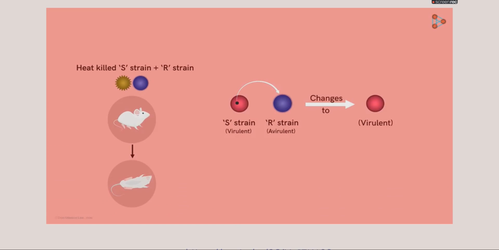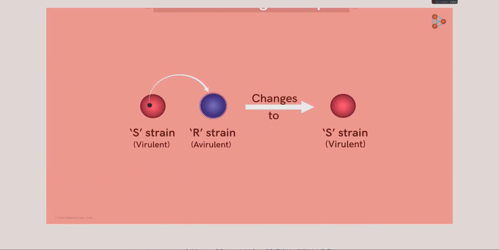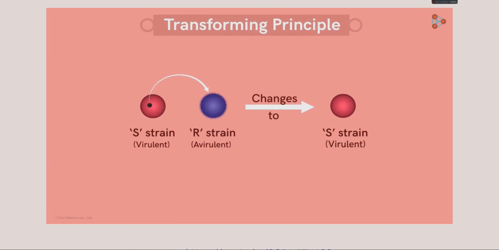Also, do you know what he recovered from the body of the mouse? He recovered live S strain. Surprising, isn't it? This further confirmed that the R strain was transformed into the virulent S strain. He named the transforming factor as the transforming principle. He did not really know what exactly this was and hence named it just the transforming principle. But he predicted that this could be the genetic material.